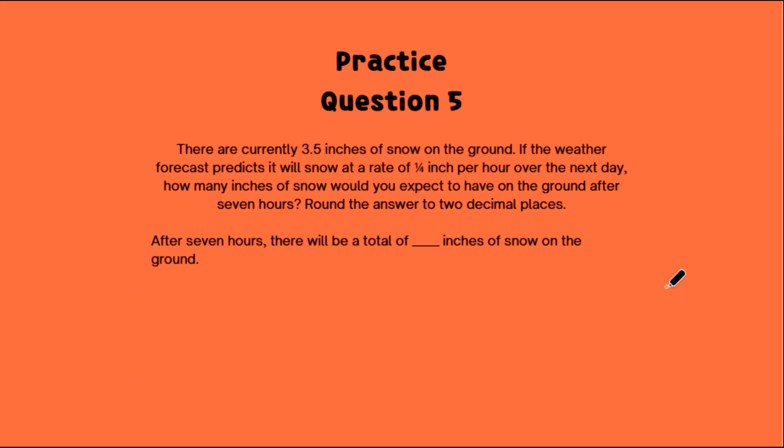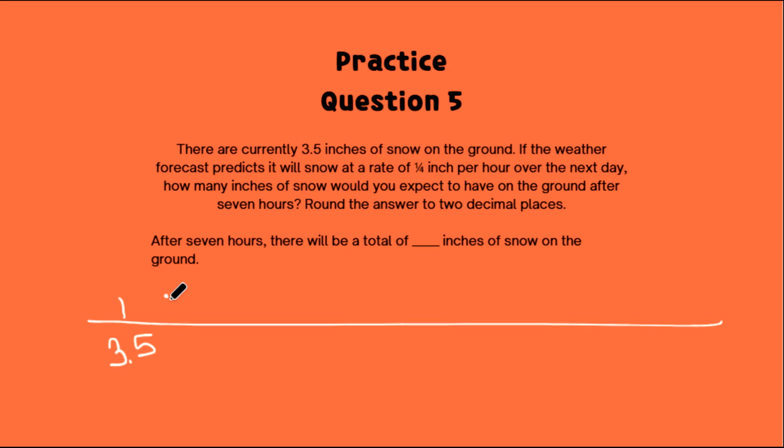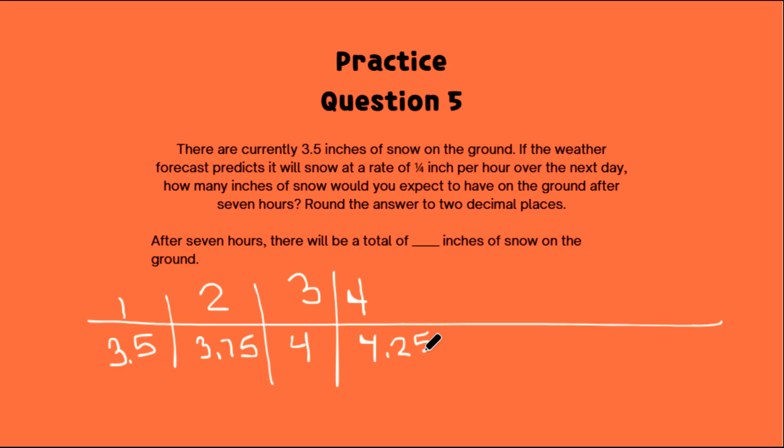Again, you can do a little table chart, or you can find the formula. I'm lazy, so I'm doing the table chart. We're starting at 3.5, and this is 1. At 2, we're going to add another 1/4 inch, so it's going to be 3.75. At hour 3, it's going to be 4 inches. At hour 4, it's going to be 4.25. At hour 5, it's going to be 4.5.